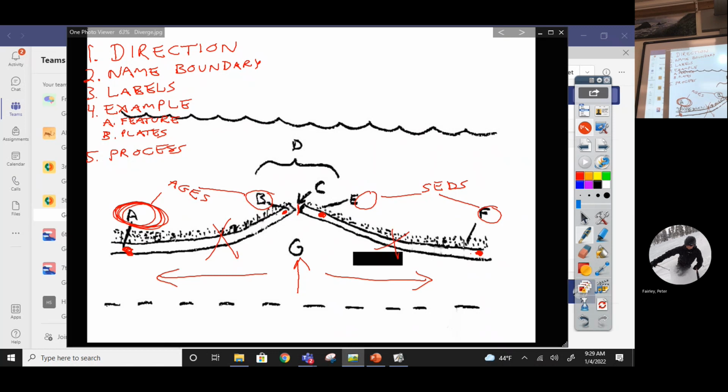So what do we call this underwater mountain range? Specifically, it is a mid-ocean ridge, but which mid-ocean ridge is it?